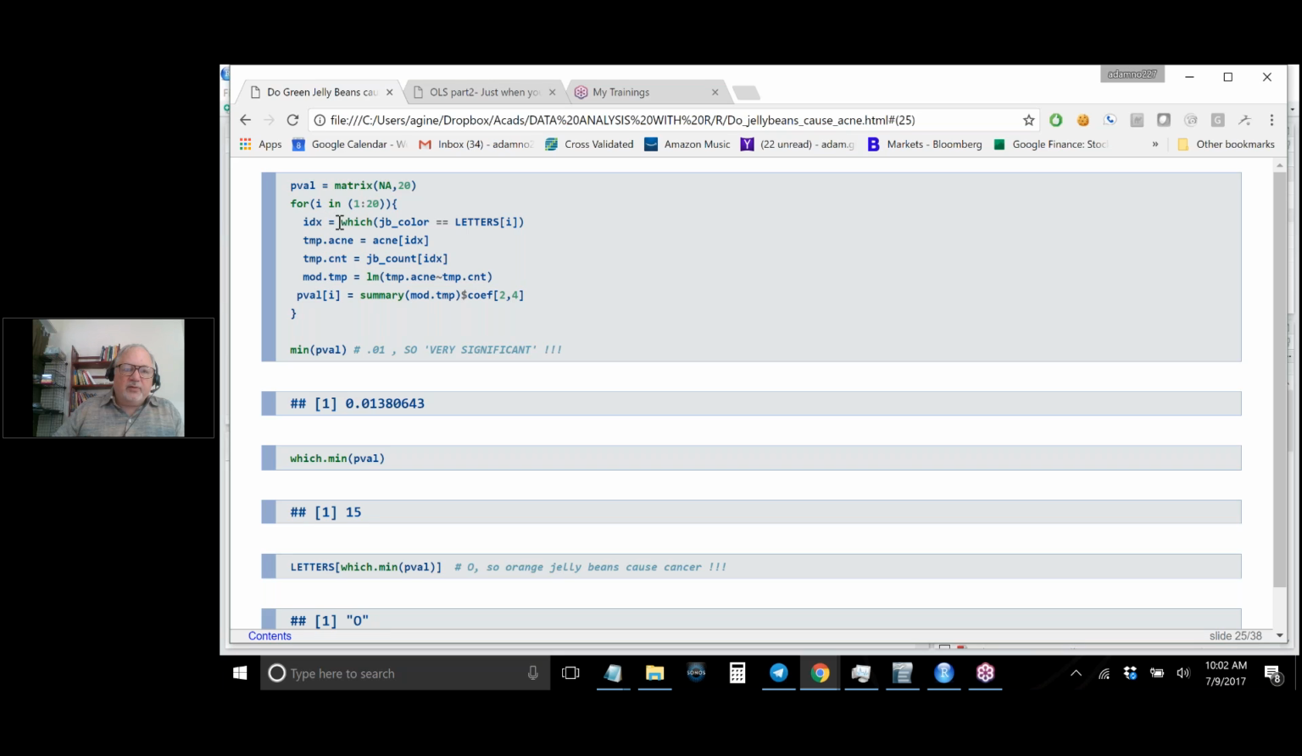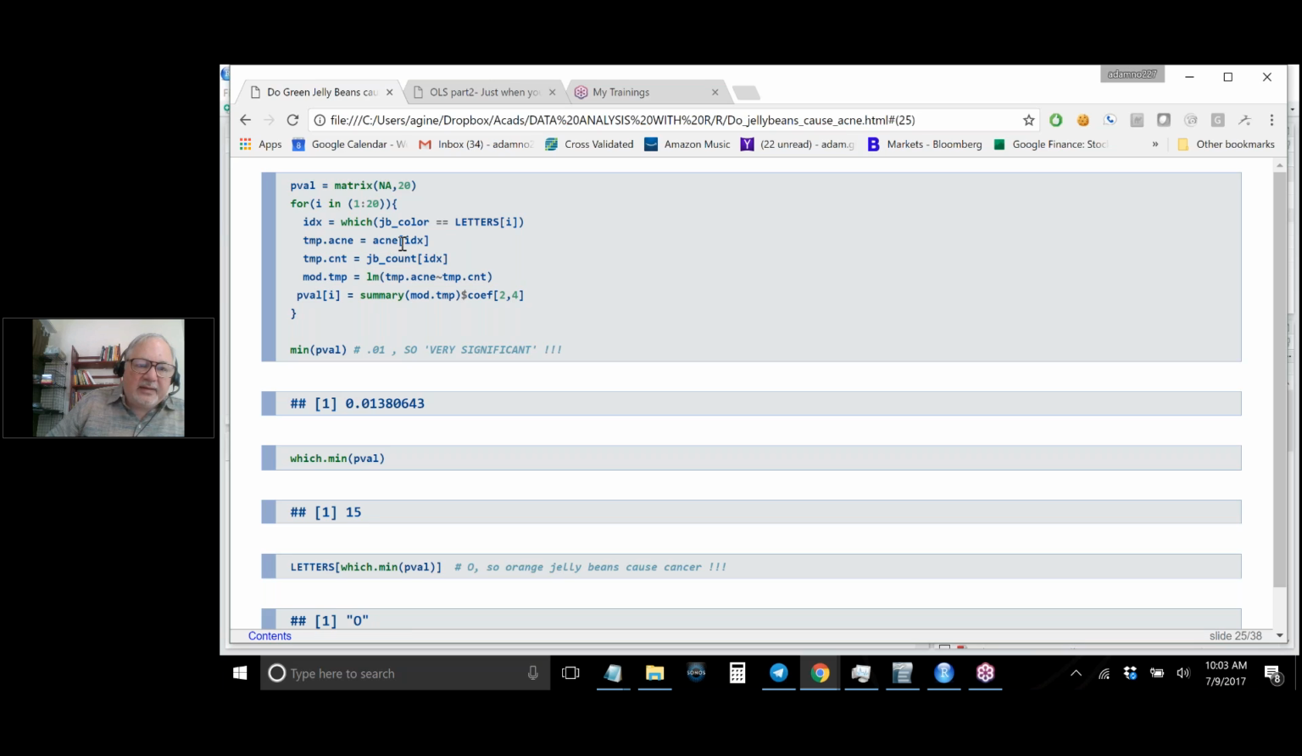So what I'm going to do, for i equal 1 to 20, I have 20 different color jelly beans. My index is going to be which jelly bean color is equal to the ith letter. So for example, when i equals 1, the letter is A. It's going to give me an index of which of JB colors. Remember, the JB color is a vector of length 200, and it contains each of the colors 10 times. So this is going to give me the index of which of those 10 spots the color is the letter A, respectively.